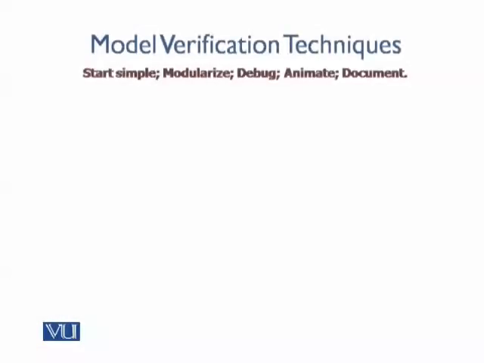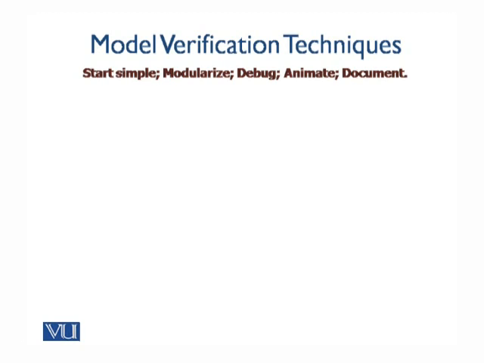Let's summarize a few techniques that we can use. I can summarize all the techniques in just four or five words, and then we can provide more detail on these guidelines. The first thing is we should start simple. The second thing is we should modularize. The third thing is we should continuously debug. The fourth thing is animate wherever possible. And fifthly, document. Everything you do, you should properly document it.